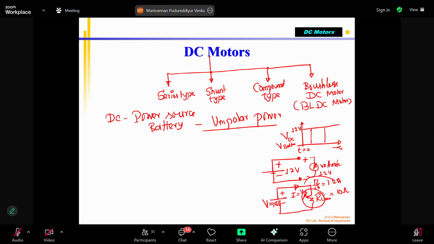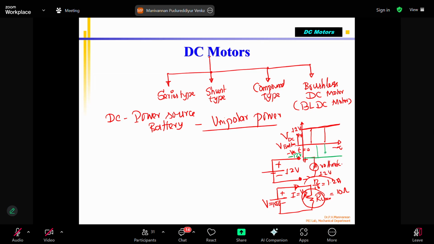Now, I told you that all the DC motors use a unipolar power supply. Unipolar means that with respect to time, the voltage is always one-sided. On the y-axis, above is called positive, and below is called negative voltage. So the voltage remains constant, whether positive or negative. Please note that if I reverse the polarity of the battery, my voltmeter will show negative 12 volts, constant. So still this is DC.